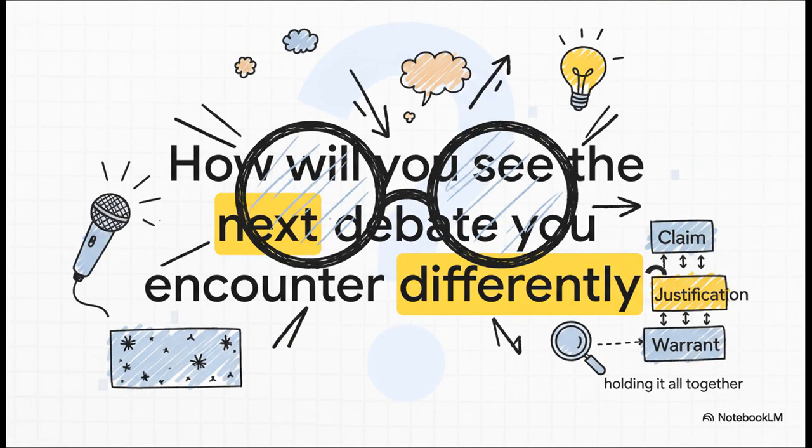So, here's what I want you to take away from all this. You now have a new lens to see the world with. The next time you hear an argument, doesn't matter if it's in the news, in an ad, or just in a chat with a friend, try to listen for that hidden architecture. See if you can spot the claim, find the justification, and, most importantly, identify that invisible warrant that's holding the whole thing up. I promise, you'll be surprised by what you find.